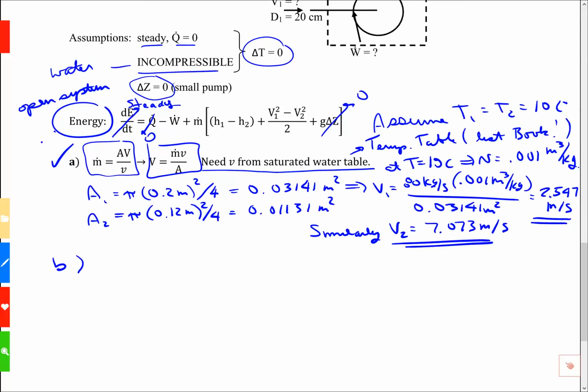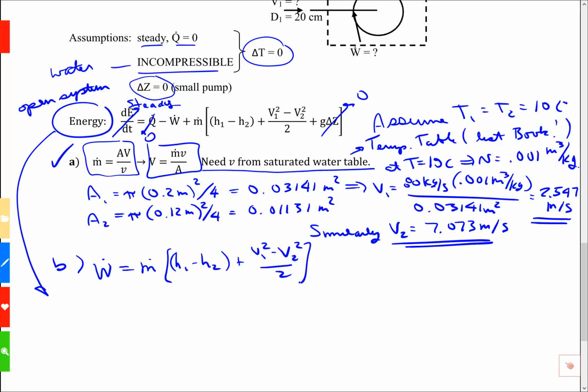Let's pull this down. I'm going to get that W dot, moved to the other side of the equation, is going to be m dot times H1 minus H2, a change in enthalpy of the fluid, plus the kinetic energy change, V1 squared minus V2 squared over 2. Now, we need the enthalpy, which for compressed liquids is a function of temperature primarily. But I really don't want to use the compressed liquid table, so I'm going to use a trick.